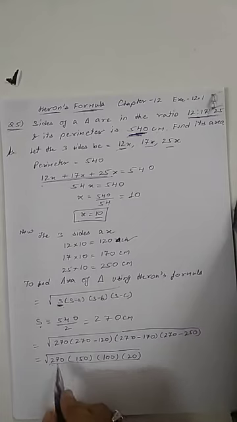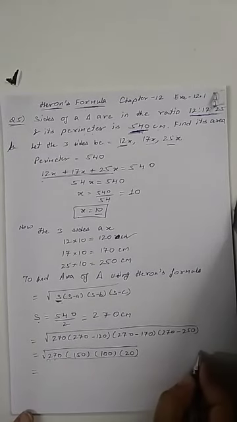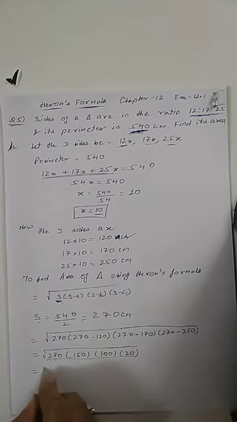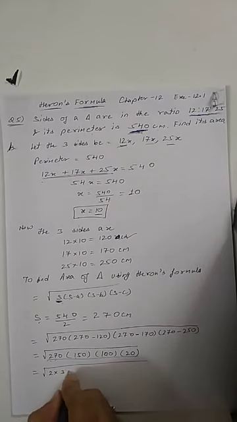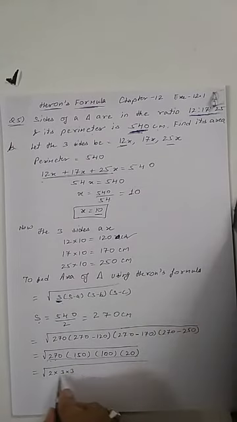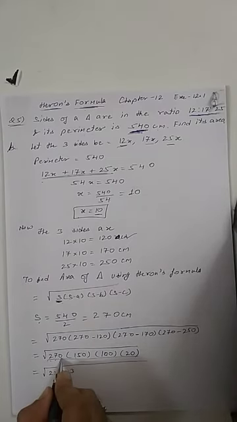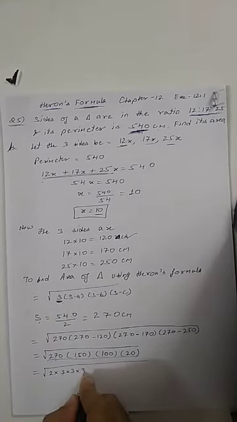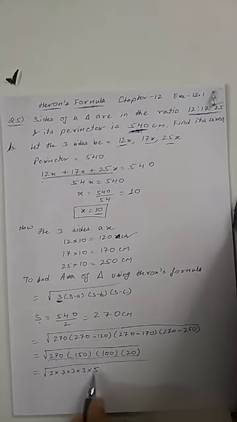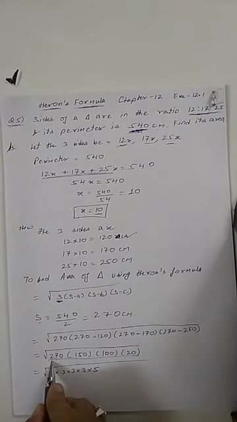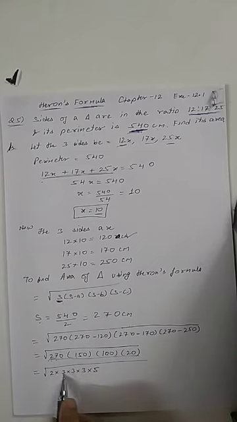So this 270 I can write as, take out the prime factors. The prime factors of 270 are 2 into 3 into 3 into 3 into 5. So 3 3s are 9, 9 3s are 27, and I can write 27 into 10. So 27 is 3 multiply by 3 multiply by 3, and 10 is 5 into 2.